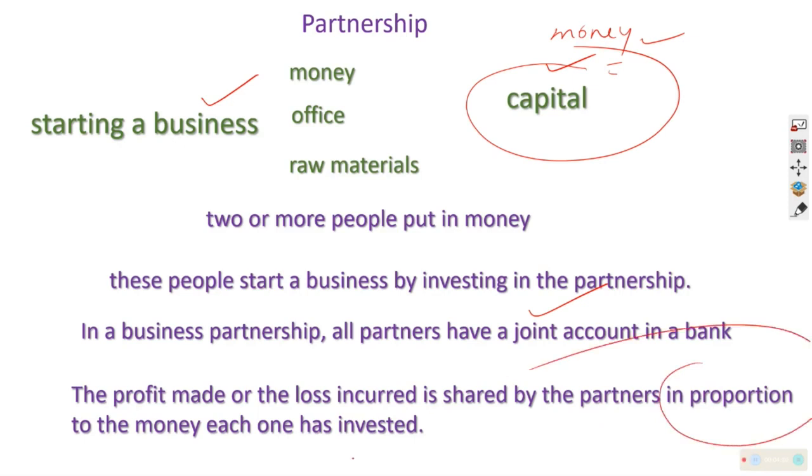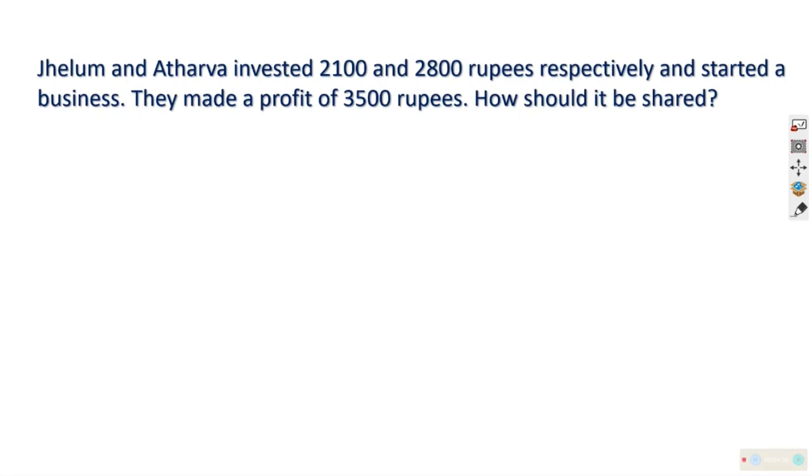Our maths has come in. In proportion, that's why this comes in this chapter. In proportion to the money each one has invested. So the more money invested, the more profit. If there is a loss, the more loss. They will have to bear their share. That is the concept of partnership, where your concept of direct and inverse proportion comes into use while calculating it. This can be understood only through certain examples or situations which you may come across in day-to-day life.